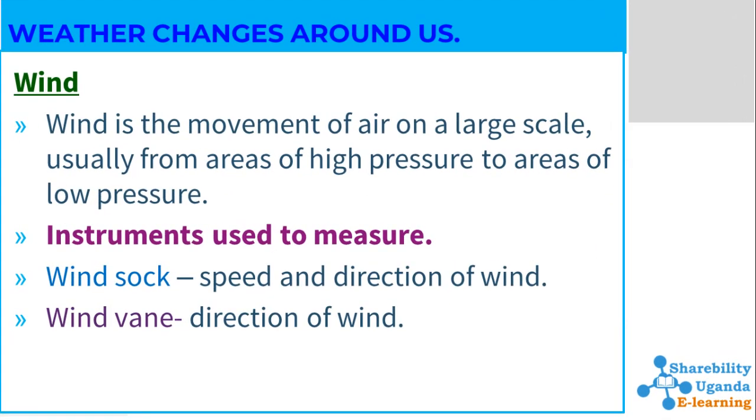Let us look at another element of weather, which is wind. Wind is the movement of air on a large scale, usually from areas of high pressure to areas of low pressure. Instruments used to measure wind are the windsock, which is used to measure the speed and direction of wind. We also have a wind vane, which is specifically used to determine the direction of the wind.